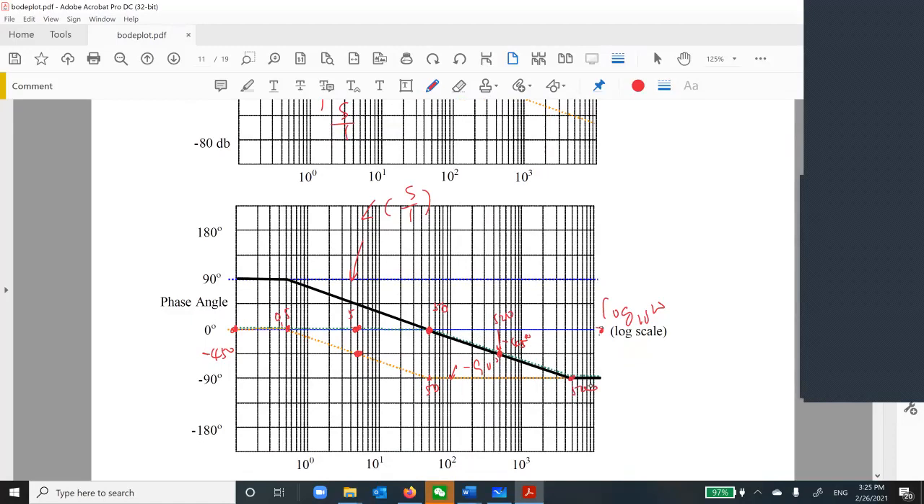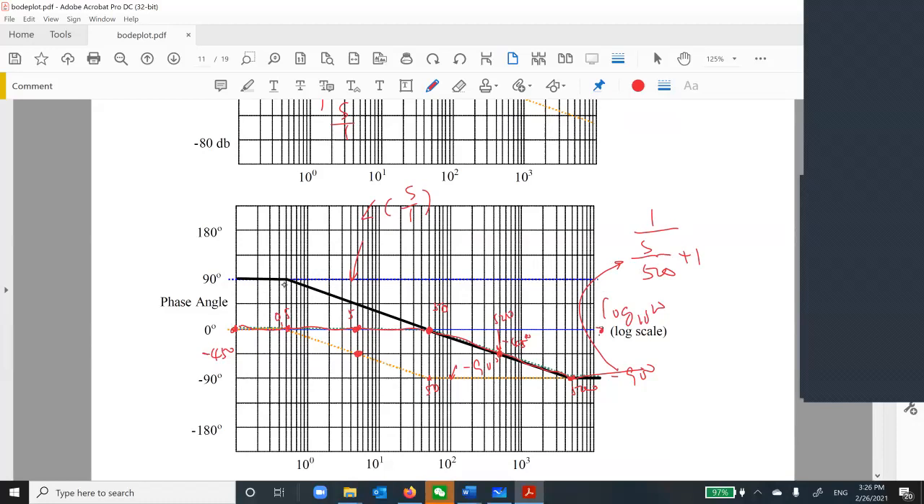Okay, so this is minus 90. So this actually cannot be seen clearly, but let me draw this one. So this guy, then turn this one and turn this one. So that is your 1 over S divided by 500 plus 1. Okay. Now you add them together.